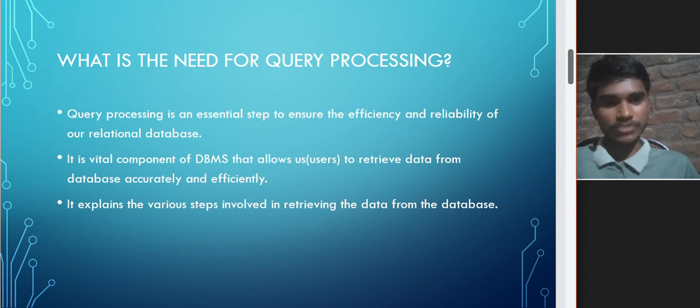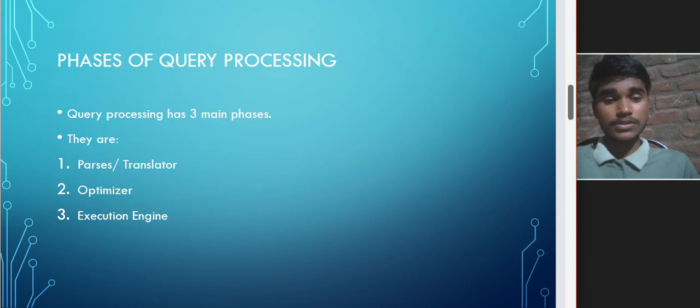So let's know about the steps in query processing. Query processing has mainly three main phases. What are they? The first phase is called the parser or the translator. We are going to learn about these phases in detail. The second one is the optimizer, and the third and last one is the execution engine. So let's learn about this in detail.